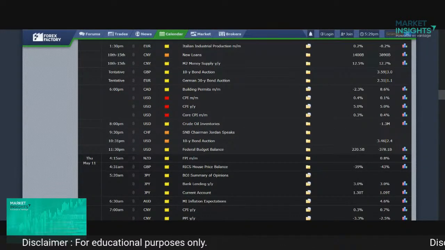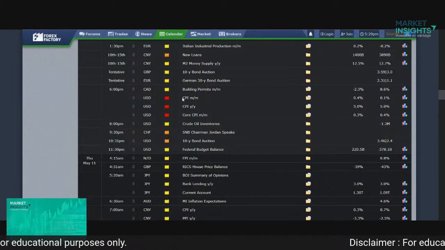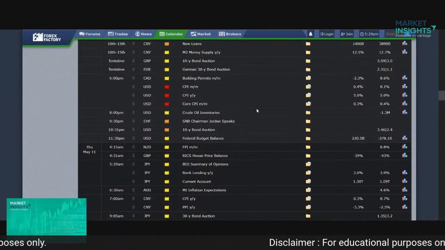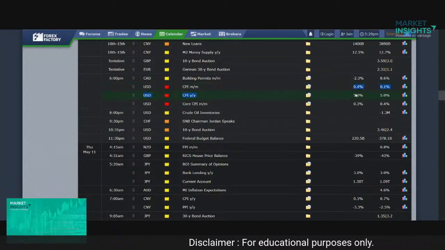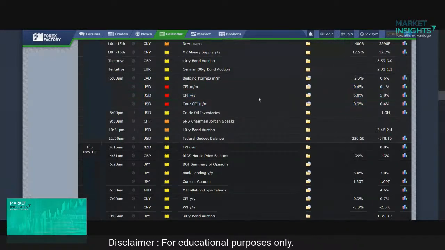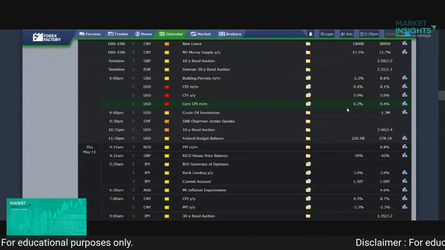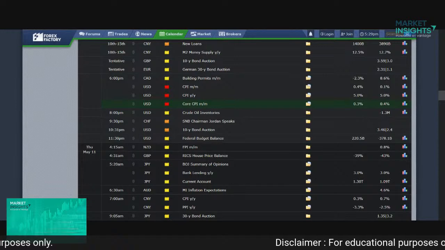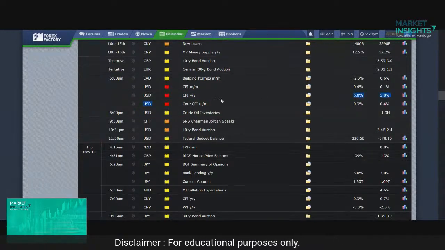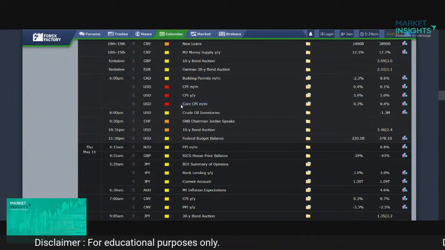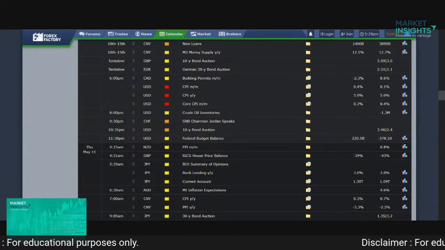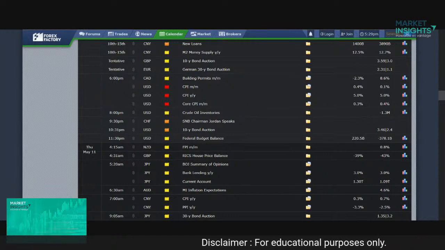So we will have CPI tomorrow around 6, and the expected data is 0.4% for month on month increase, 5% for yearly increase, and 0.3% for core CPI increase. Core CPI is a bit different than CPI. Core CPI is, I would say, the basic or the fundamental measure of inflation. So overall, this is the scenario.